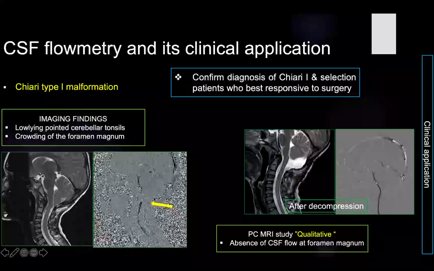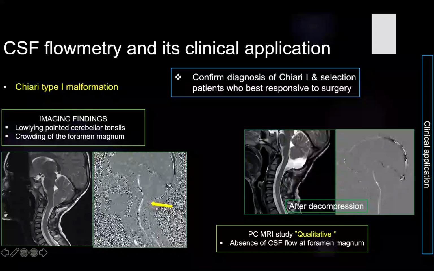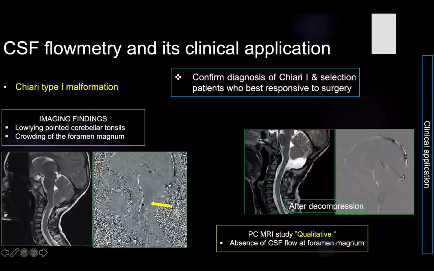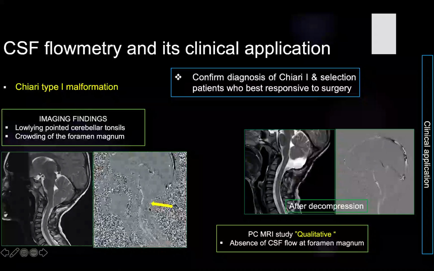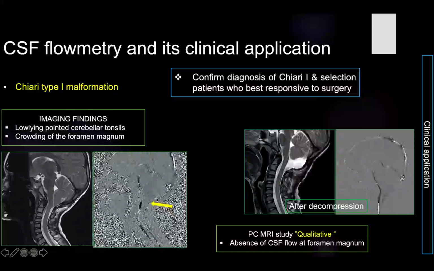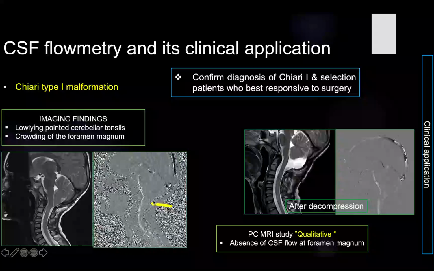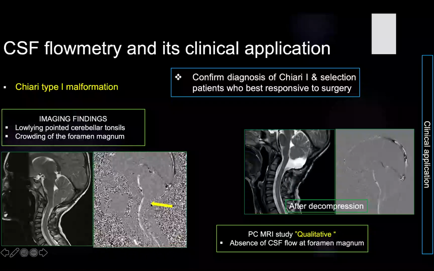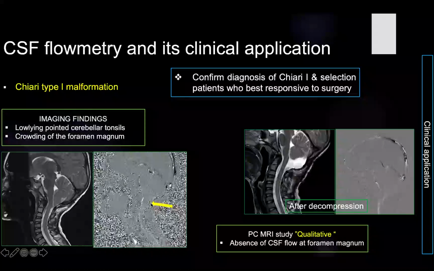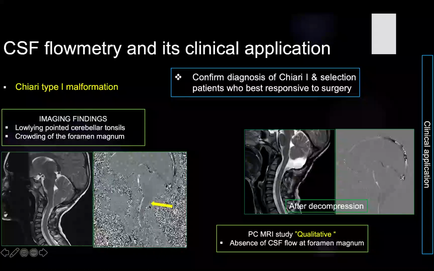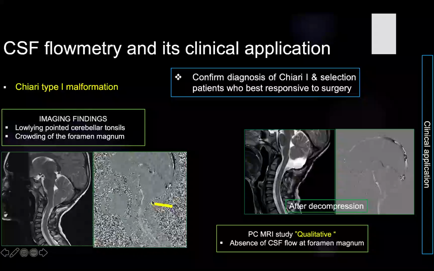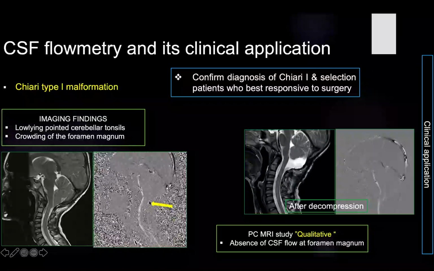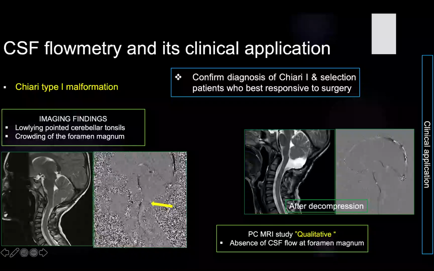We can see here, in this sagittal image, that there is free flow of the CSF in the foramen magnum anteriorly, but the CSF flow is absent posteriorly. So there is an impedance of the CSF flow posteriorly in the posterior fossa, and this absence of CSF flow posteriorly in the foramen magnum confirms the diagnosis of Chiari type 1 malformation.